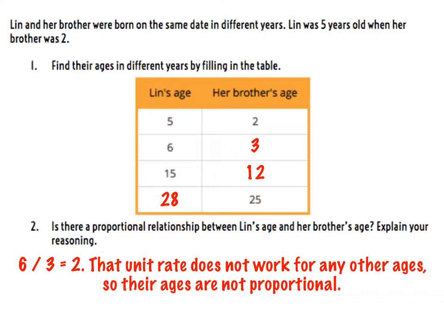And that unit rate does not work for any of the other ages. 5 divided by 2 is not 2. The unit rate in that case would be 2.5 going from 2 to 5. And the unit rates are even different when you get down to Lynn being 15 or 28. So even though they are a constant number of years apart, that is an additive thing, like plus 3, and that is not proportional.